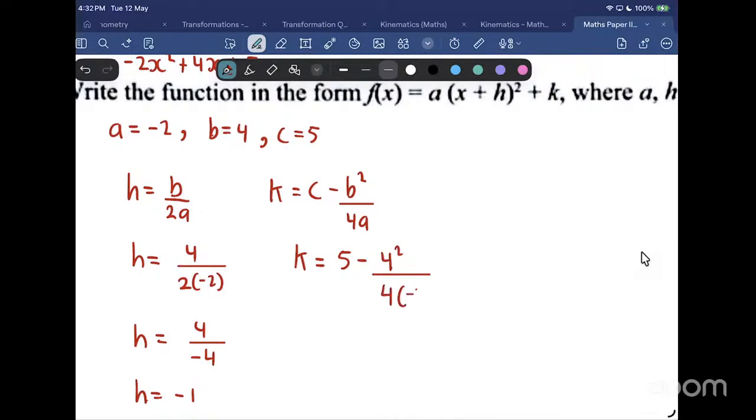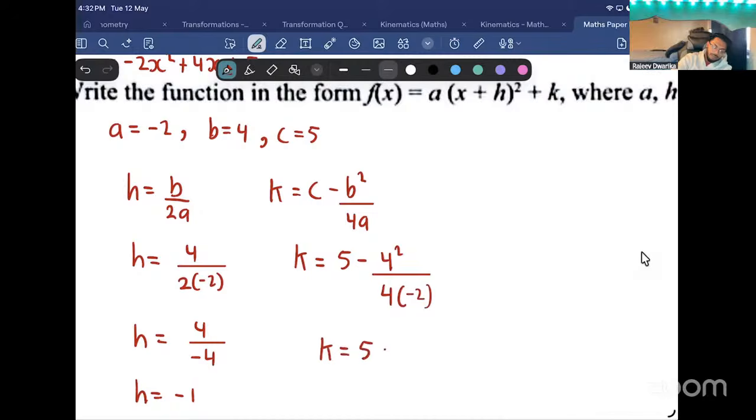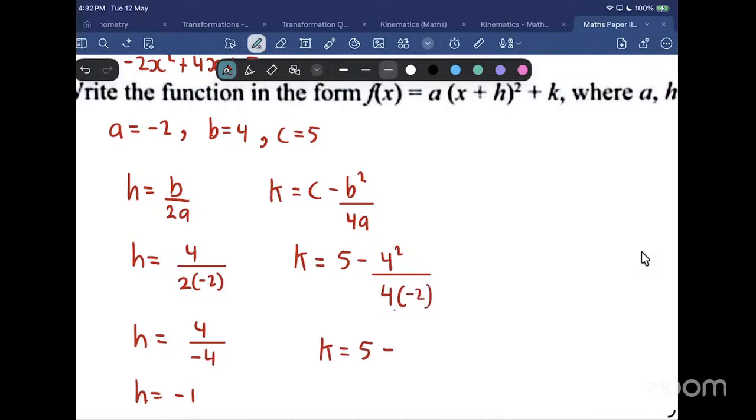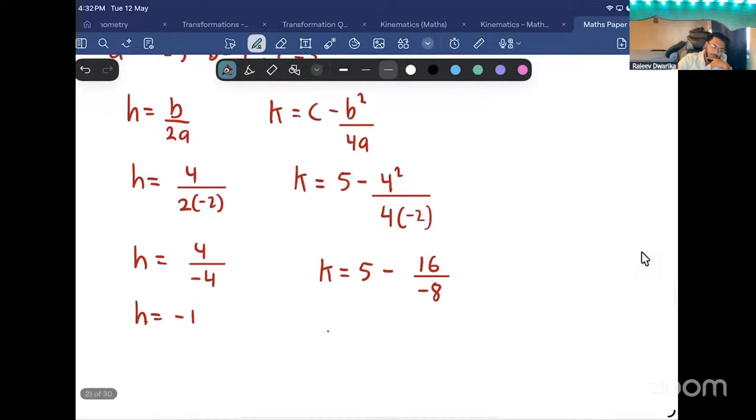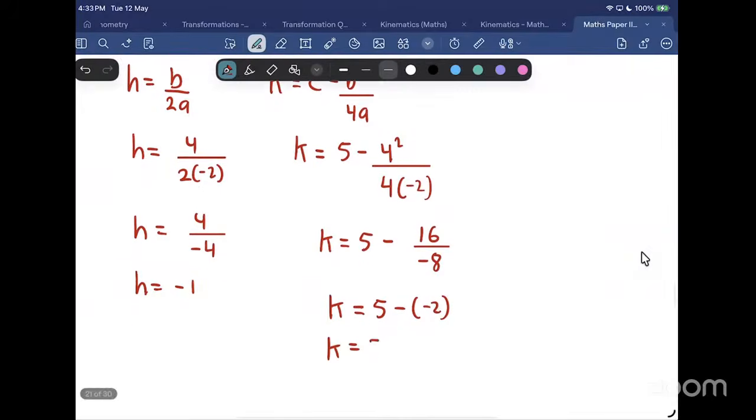Now K. 4 by negative 2. What is 4 squared? 16. What is 4 by negative 2? Negative 8. All right. So you're going to get 16 over negative 8. That is negative 2. So K is equal to what? 7. K is equal to 7.